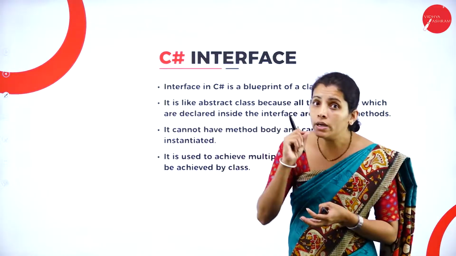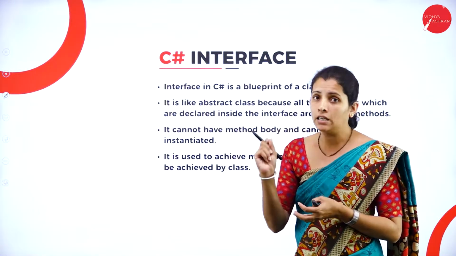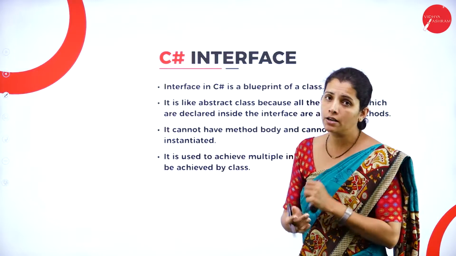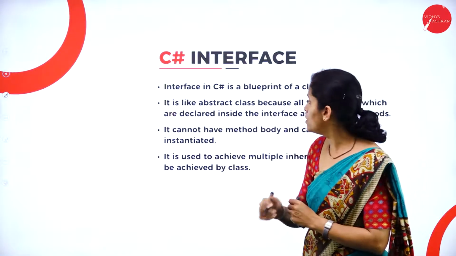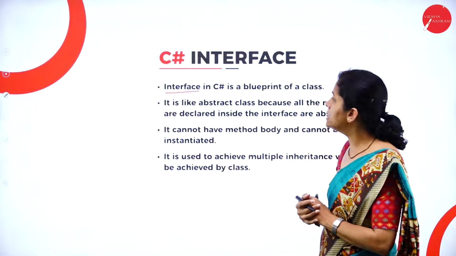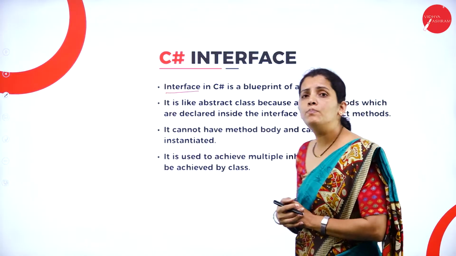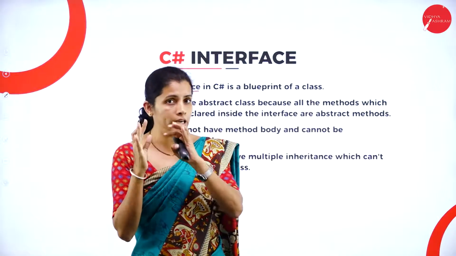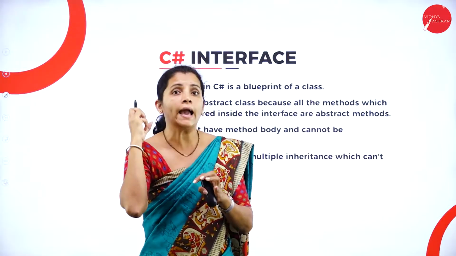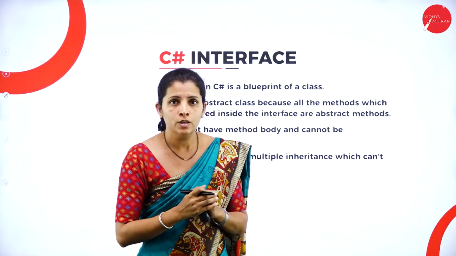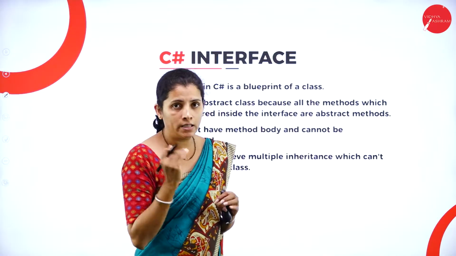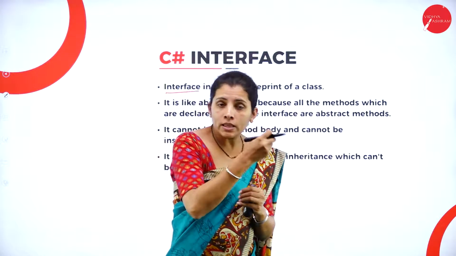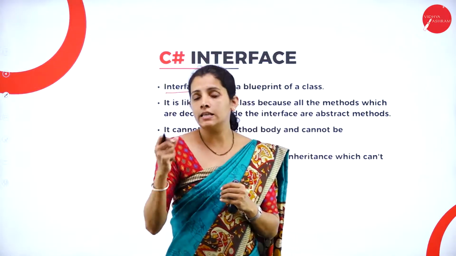And to declare and use an interface in my program, I am going to use the keyword called interface. So, an interface in C# is a blueprint of a class. That means, if I consider an interface, it looks exactly like a class. So it is like a blueprint. And what is the difference with respect to class as well as interface?